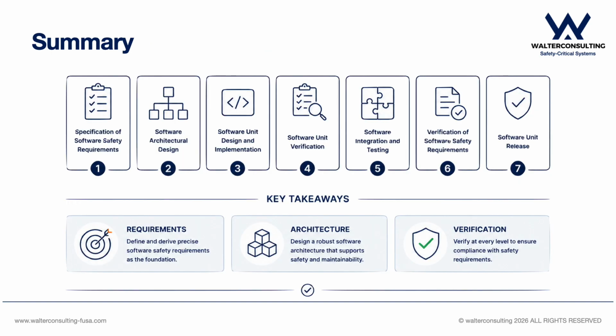ISO 26262, Part 6 defines the structured development of safety-related software. The process begins with software safety requirements. It continues through software architecture, implementation, and unit verification. Software components are then integrated and verified. Finally, the embedded software is tested within its intended environment. Together, these activities help ensure that software contributes to the overall functional safety of the vehicle. This completes the software development perspective within ISO 26262.